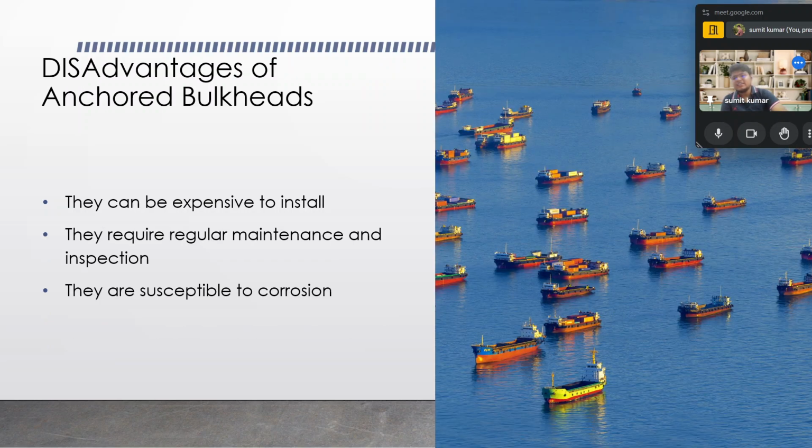So when we go ahead and talk about the disadvantages, there must be some disadvantages of every system which we are using. They can be expensive to install, and they require regular maintenance and inspections. They are susceptible to corrosion as they are made of steel, so the chances of corrosion will be higher. In the bulkhead, the sheet piles used are steel in most cases. That's why the chance of corrosion is one of the most important factors.